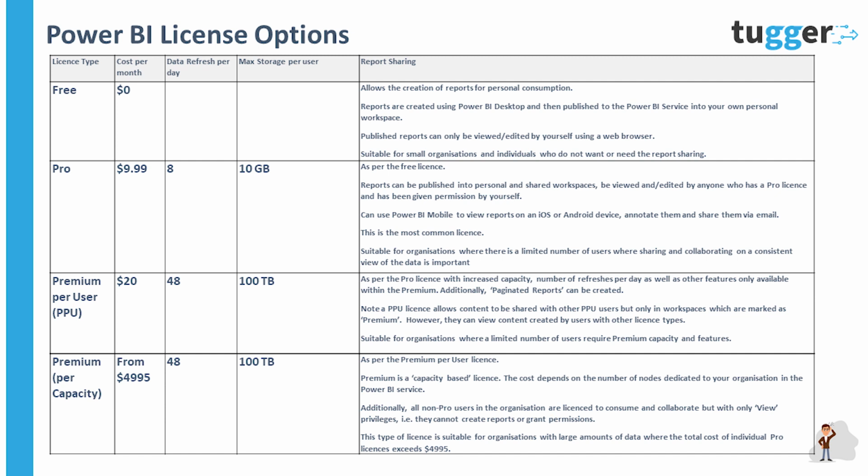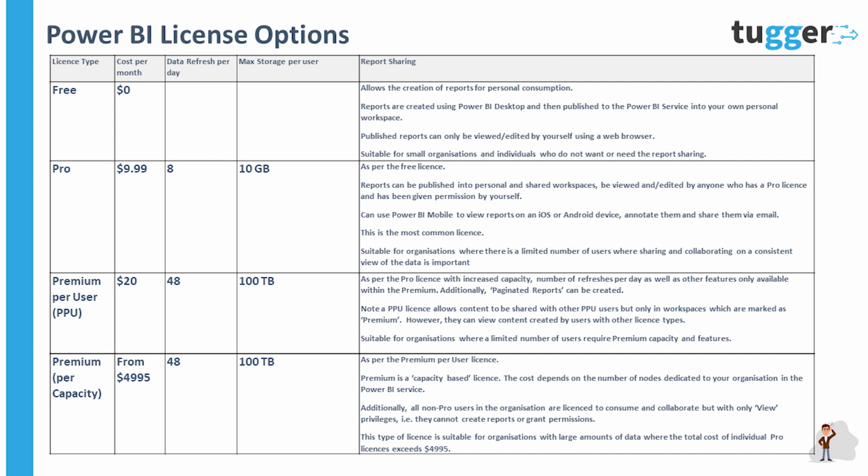Pro is $9.99 per month with 8 data refreshes a day and 10 GB of storage per user. Like the Free, but published reports can be shared and viewed or edited by anyone with permissions. You can use Power BI Mobile, iOS or Android, annotate and share them via email. This is the most common license, and it's suitable for a limited number of users where sharing a consistent view of data is important.